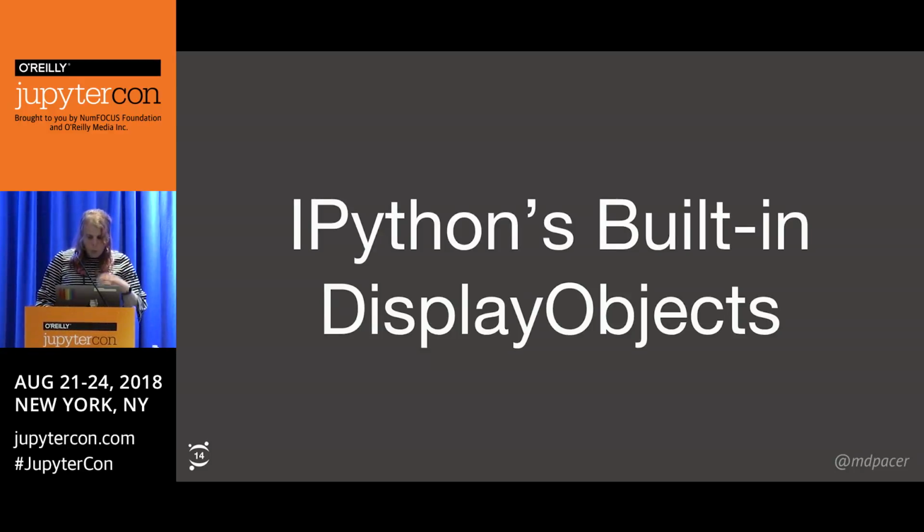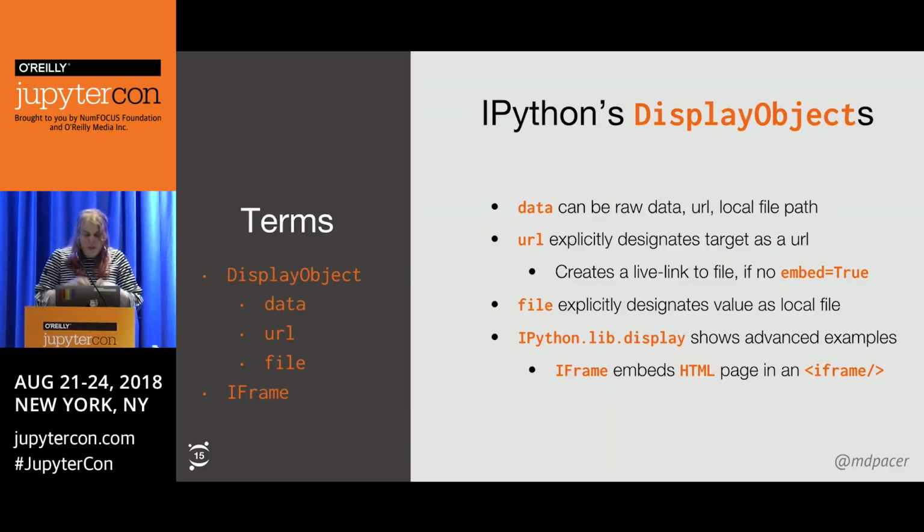We have in IPython a bunch of built-in display objects. They're pretty cool. I'm not going to talk about them because they take a while to go through, but for most of them, you can pass in data or a URL or a file, and it's going to be able to figure out what it needs to do and display it in the appropriate form. One really neat one is an iframe that allows you to embed an HTML page in an iframe in your notebook, which is a really nice way to show off how generating HTML from notebooks would work. But that'll be in the repo if you want to play with it.